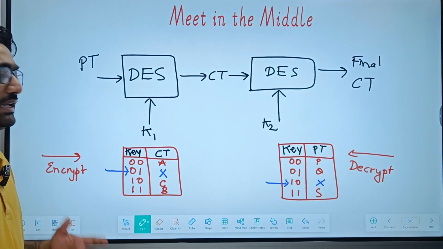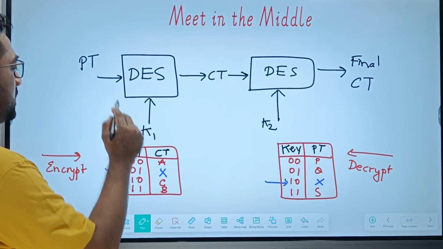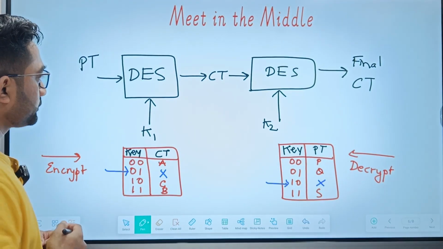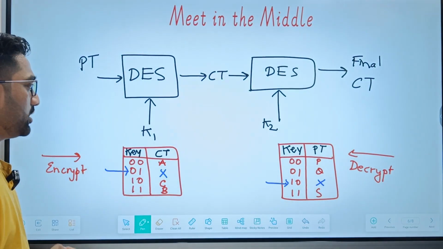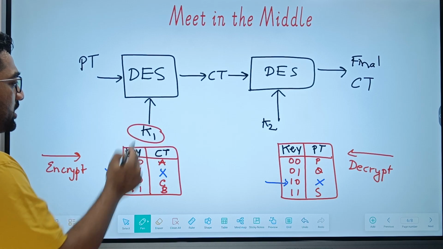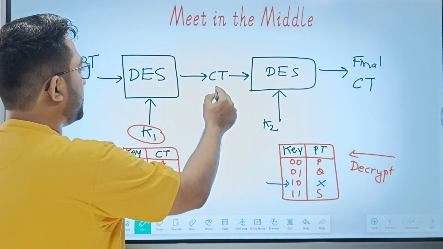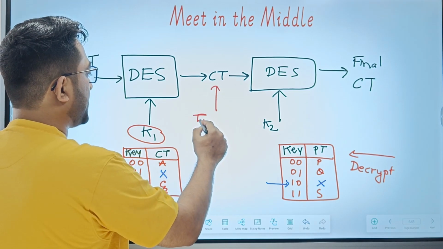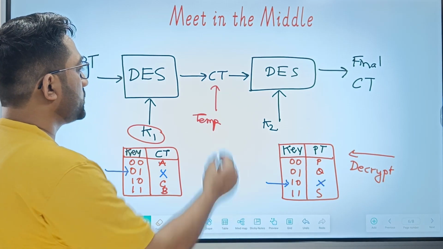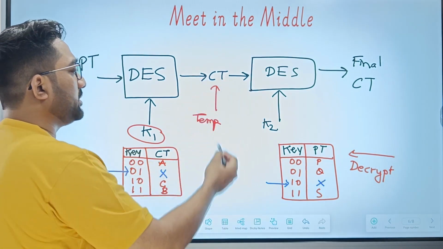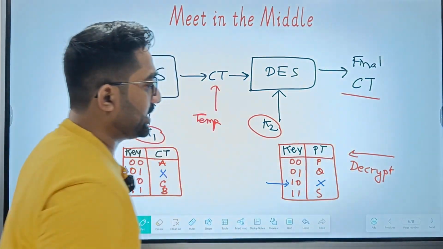I hope you are able to see this on your screens. Now I am going to explain this one by one in detail. Over here, the plain text goes inside the DES block. We are making use of a key K1 and we are getting a ciphertext. Now this ciphertext is a temporary ciphertext, because we are applying double DES. So this ciphertext will again be encrypted with one more key called K2 and we will get the final ciphertext.